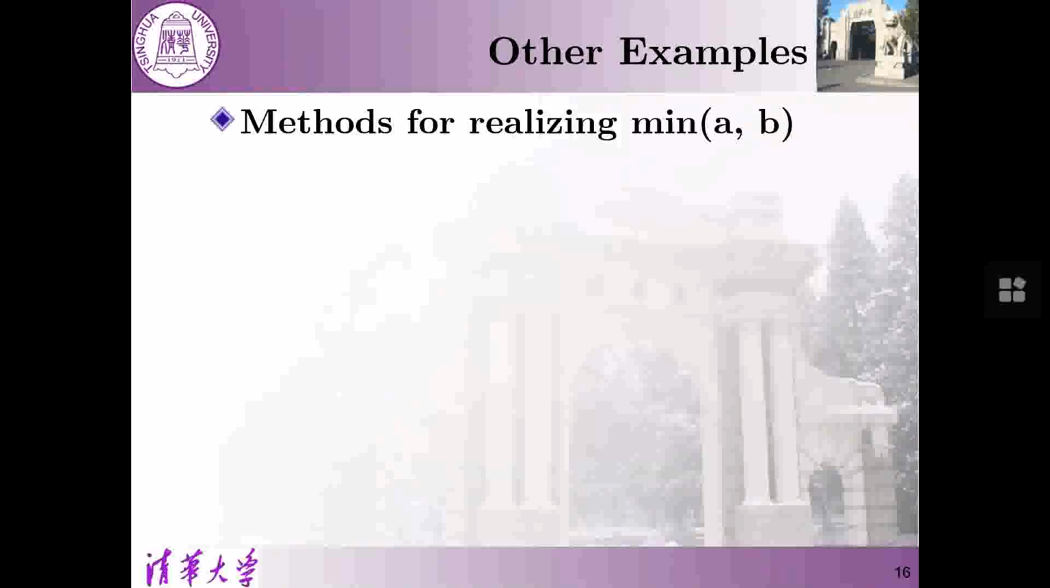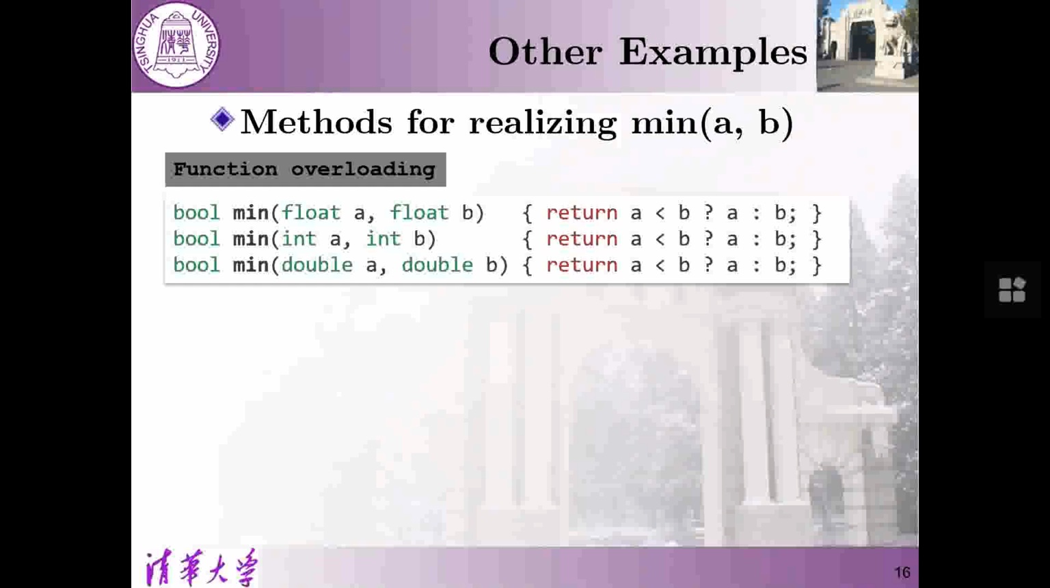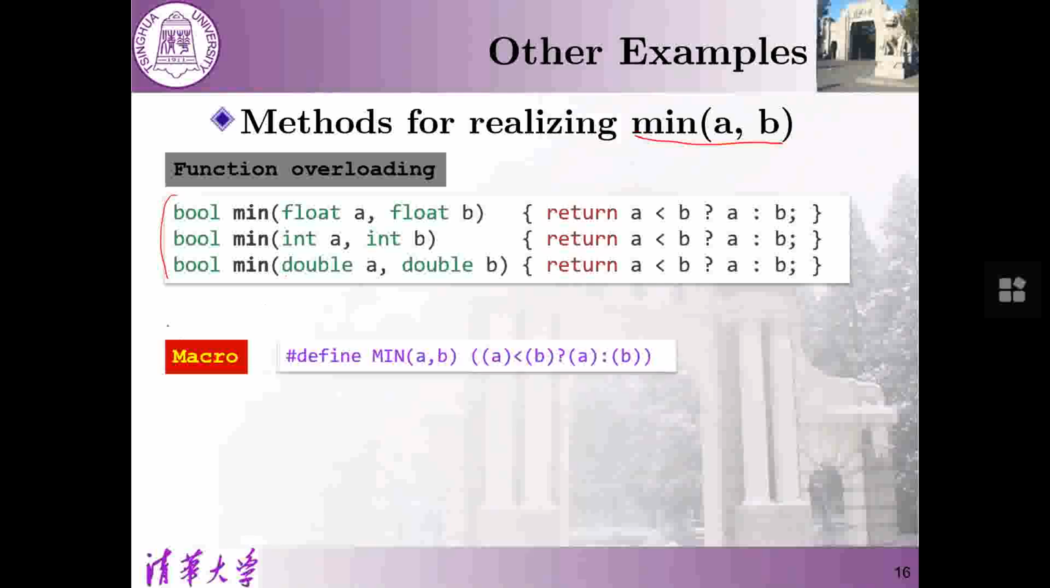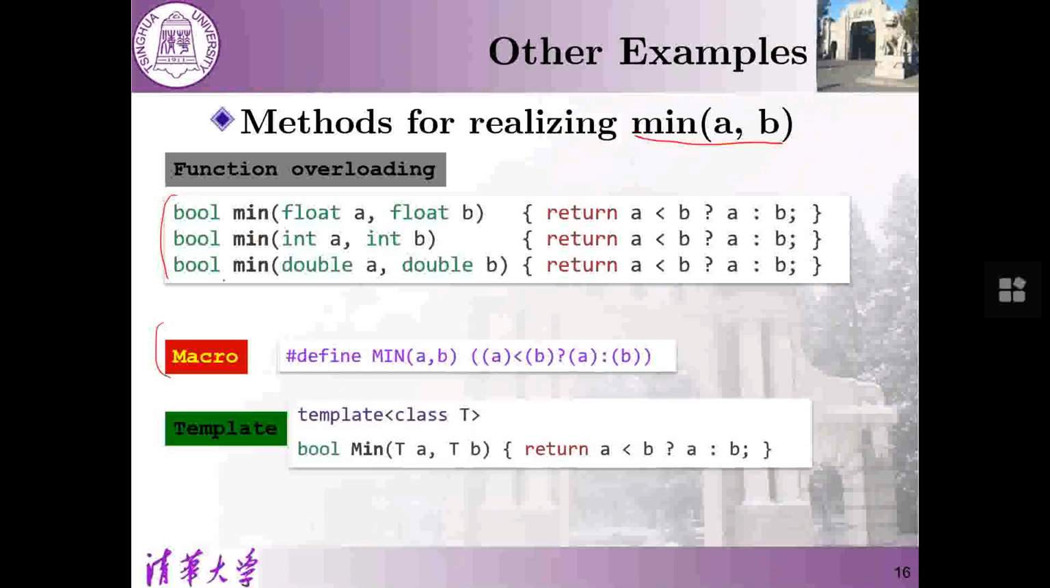There are some other examples, for example, realizing this to get the minimum one. There are function ways and macro ways, and we also have these template ways. Actually, this is a standard function, so we can directly call the standard function. Anyway, we have different ways to do this. There are also lambda expressions to do this, right?